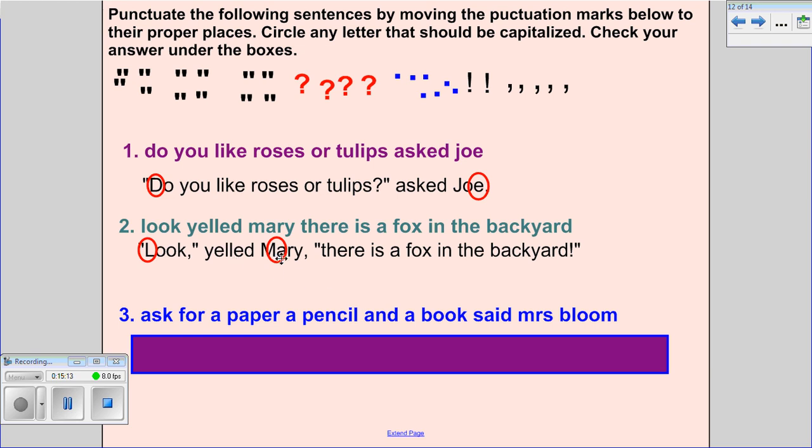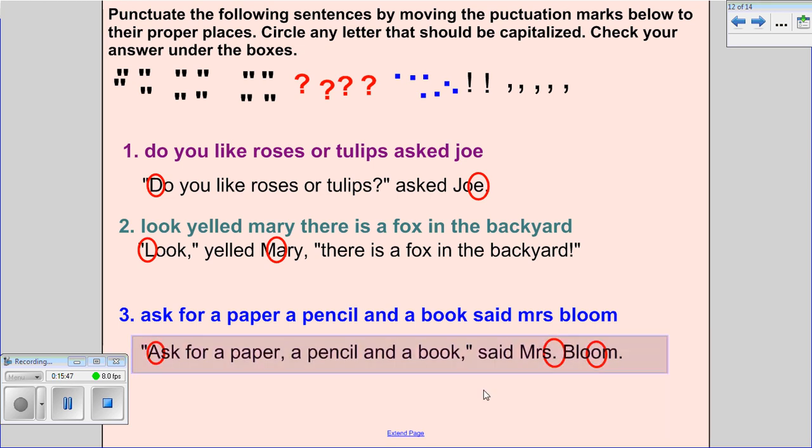Also, that "yelled Mary," our dialogue tag, is in the middle of the quotation. So you have to have a comma after the first part, followed by the quotation mark. Then after the dialogue tag, you have a comma and then starts the next quotation mark. Then notice here that your ending punctuation goes inside the quotation mark. Go ahead and correctly punctuate number 3 in your notebook and then start the video once you've done that.